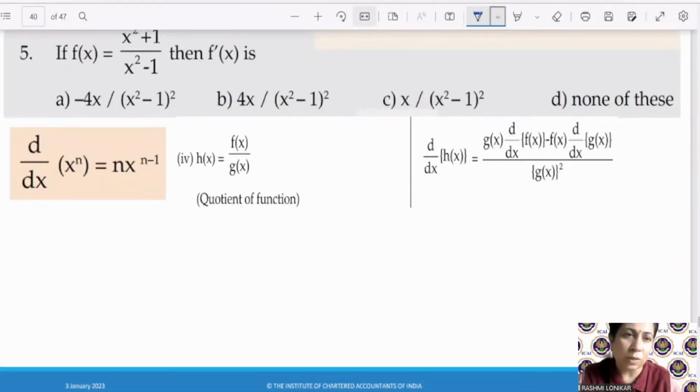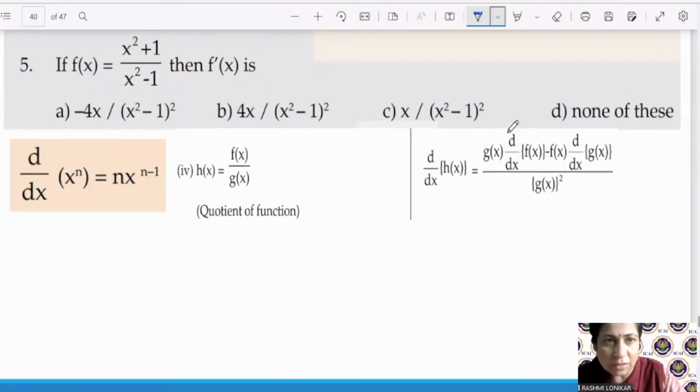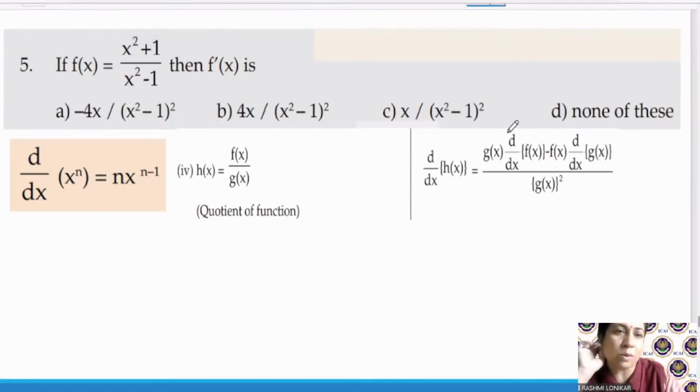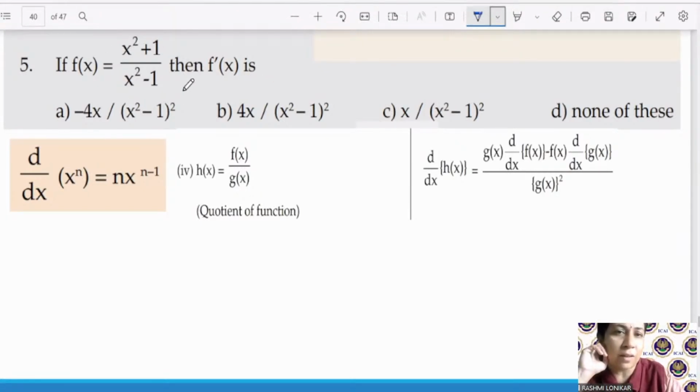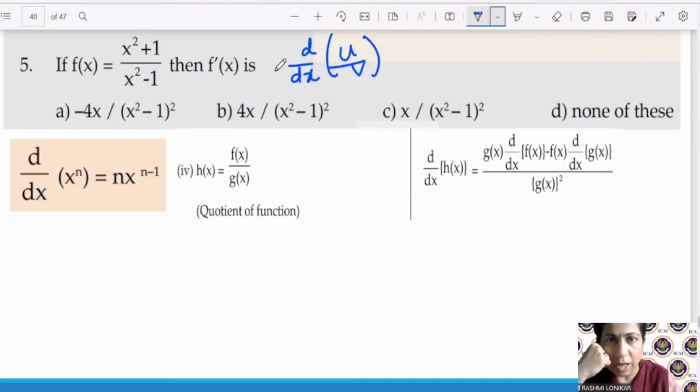Now, for this question, you can see there are two functions. Fx is x square plus 1 upon x square minus 1. So, when I have the function u upon v form or f upon g form, then you will be using this. Okay. So, if I have d by dx of the form u upon v, I'm purposely not using f because this is also f in the formula. Here also it is f. We don't want that confusion.